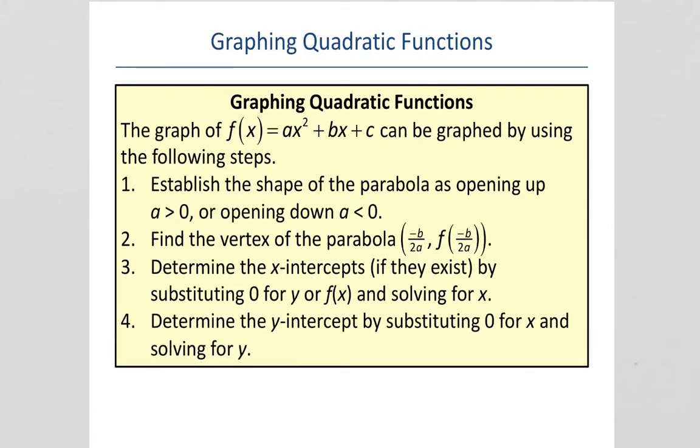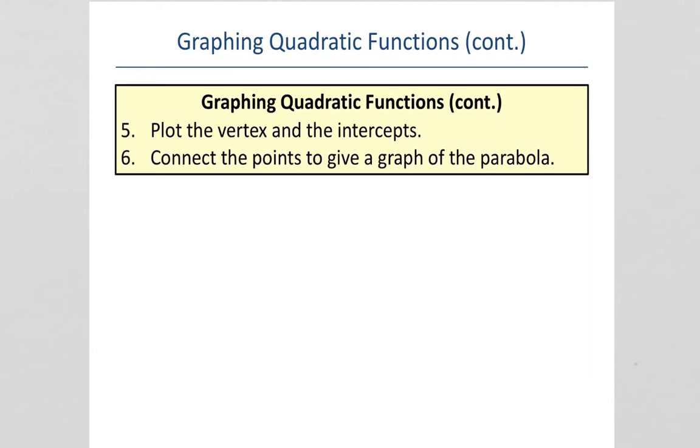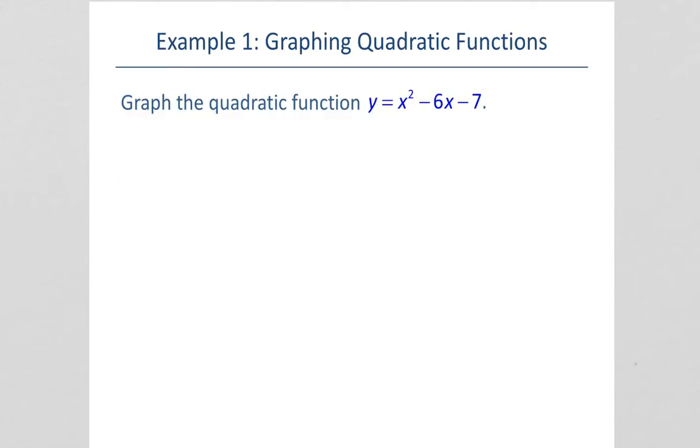Graphing them. To graph a quadratic function, first determine if it's going to go up or down. Find the vertex. To find the vertex, you find the x value of the vertex by using the little function negative b over 2a. And then you find the y value by just plugging in x. Determine the x-intercepts and y-intercepts if they exist to help you graph it. If they don't, you can just pick some numbers. Plot the vertex and intercepts and connect them to make a parabola.